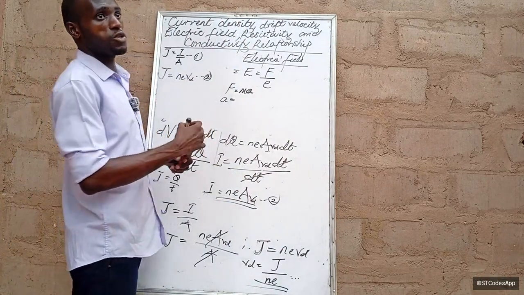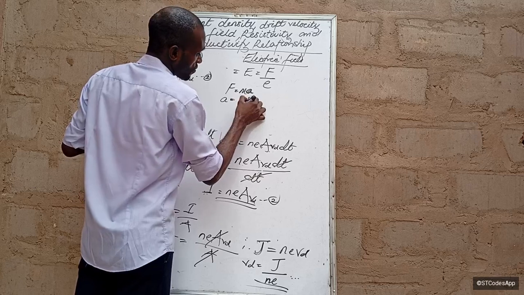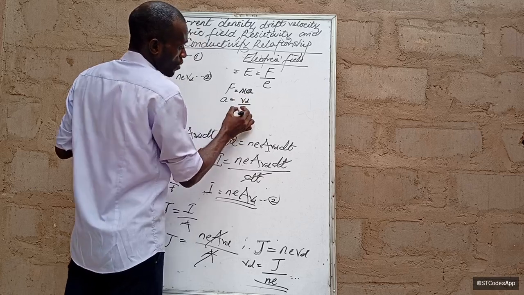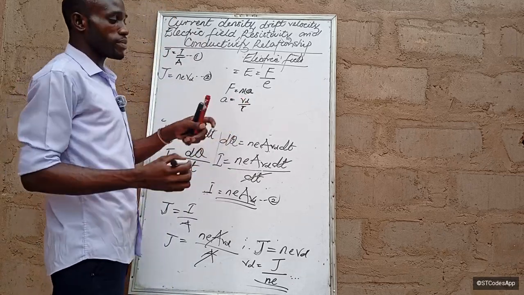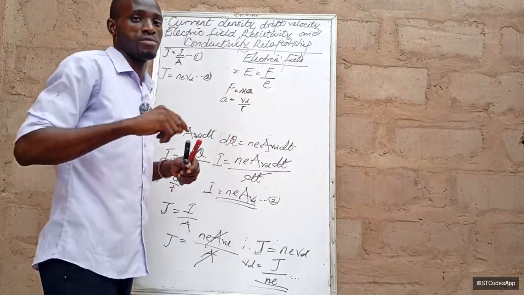So, like I said, they don't accelerate forever. So the acceleration is going to be the drift velocity per unit of time in between collisions with the lattice of the metal.